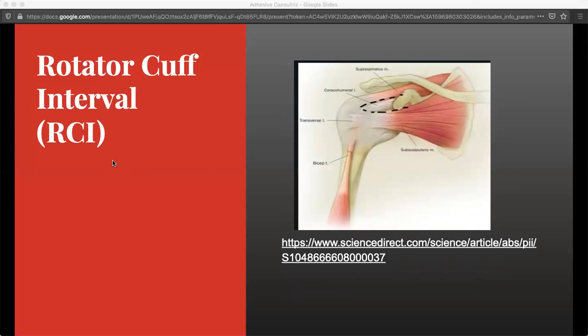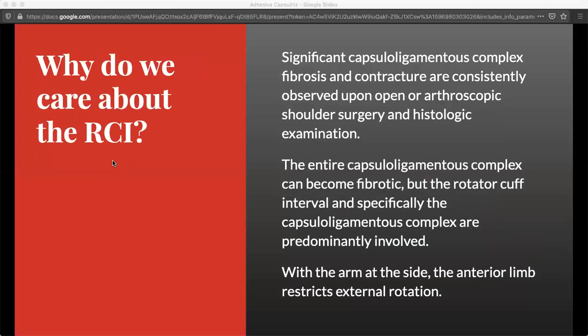You want to pay a little attention to this structure because this is the structure that is most likely to be affected in a frozen shoulder. This is where all your tightness, the frozen part of the frozen shoulder, is. This is what's frozen, okay? Primarily, there are other structures too, obviously, but this is where a lot of fibrosis and contracture is typically going to happen.